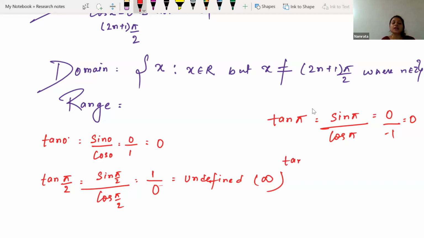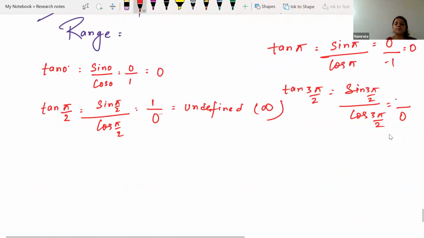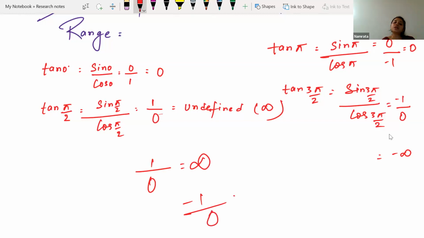Similarly, what will be the value of tan 3 pi by 2? Tan 3 pi by 2 means sine 3 pi by 2 by cos 3 pi by 2. Cos 3 pi by 2, we already know it's 0. And sine 3 pi by 2, let's check it. It's negative 1. So negative 1 by 0 will be negative infinity. 0 in the denominator means not defined, and this not defined we also write as infinity. So we usually write 1 by 0 as a positive infinity and minus 1 by 0 as a negative infinity. Okay, this is how we write it.